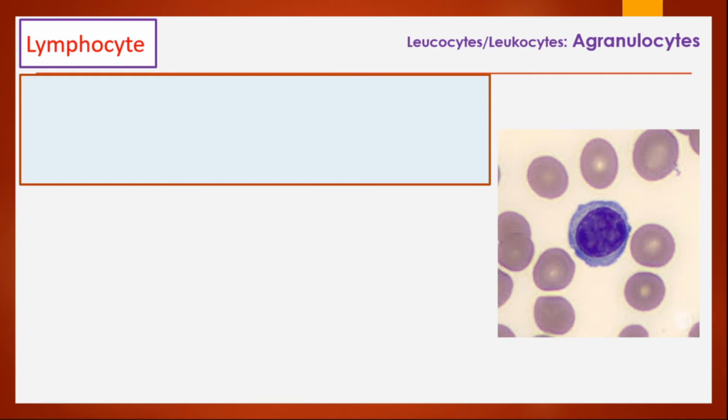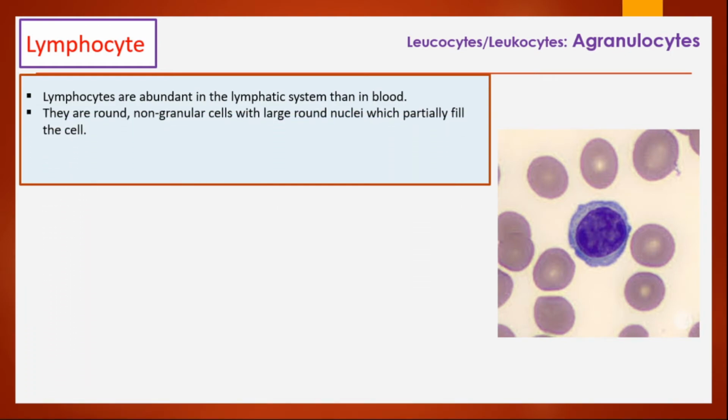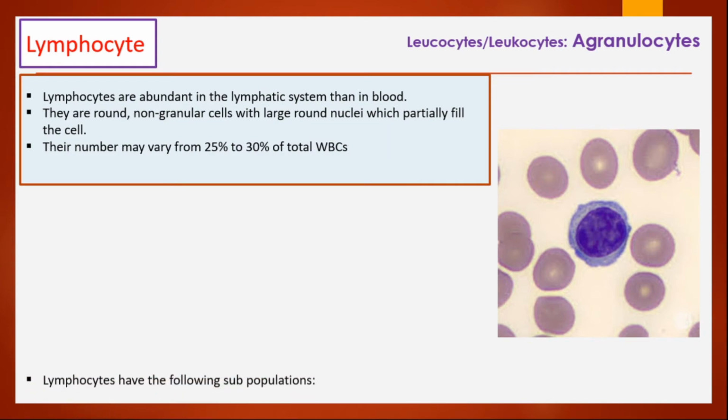Let us discuss the agranulocytes. Number 1, lymphocytes. Lymphocytes are more abundant in the lymphatic system than in the blood vascular system. They are round, non-granular cells with large, round nuclei which partially fill the cell. Their number may vary from 25% to 30% of the total WBC. Lymphocytes are the second most abundant cells of leukocytes.